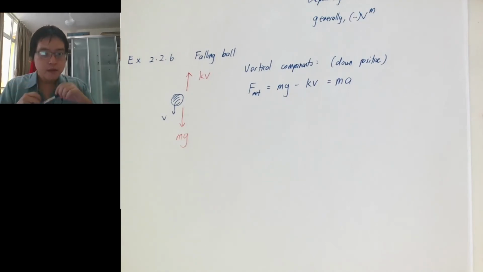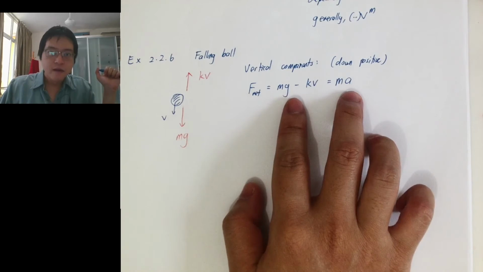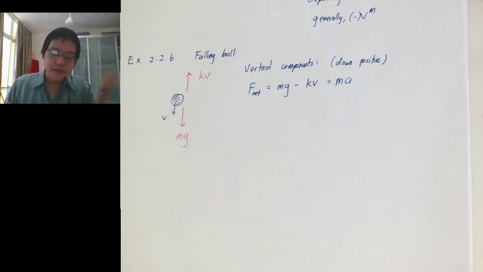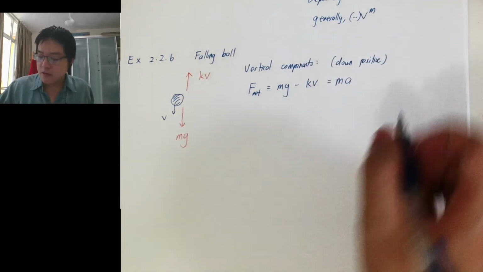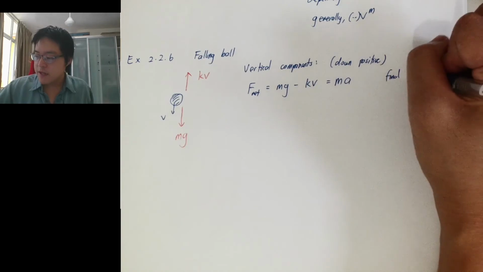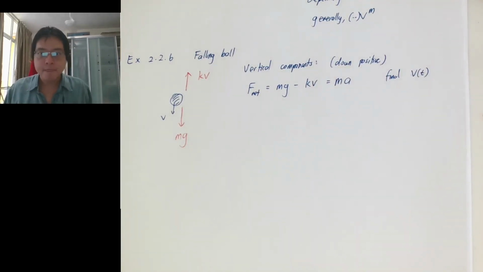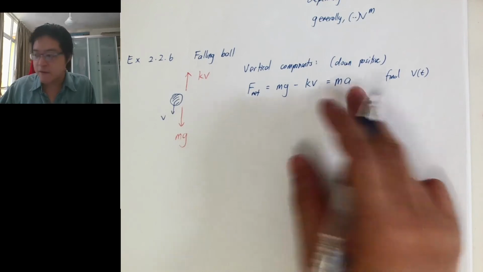Now at this stage, how do you find the velocity as a function of time? This is the trick. Remember, I want to find v, and I want to see how v changes with time. How to do that? We just need to remember that acceleration is the derivative of velocity.